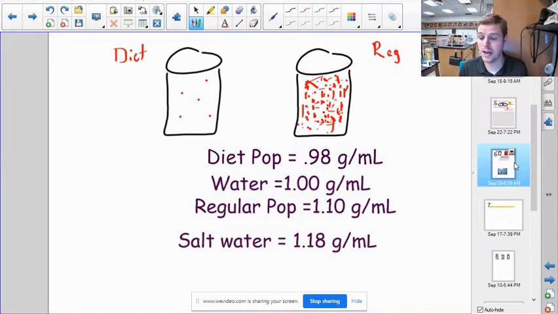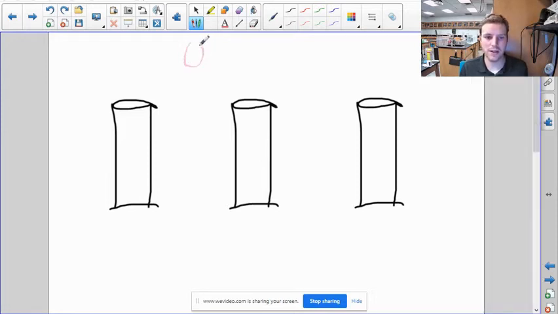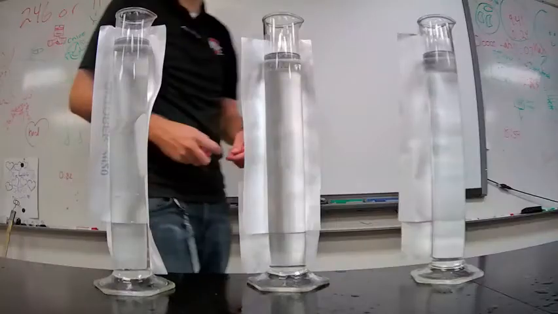All right, so now what you're going to see is an awesome demonstration using graduated cylinders and a pretty pink little golf ball. I have 3 identical pink golf balls, so we're going to watch that, and then we're going to debrief here.